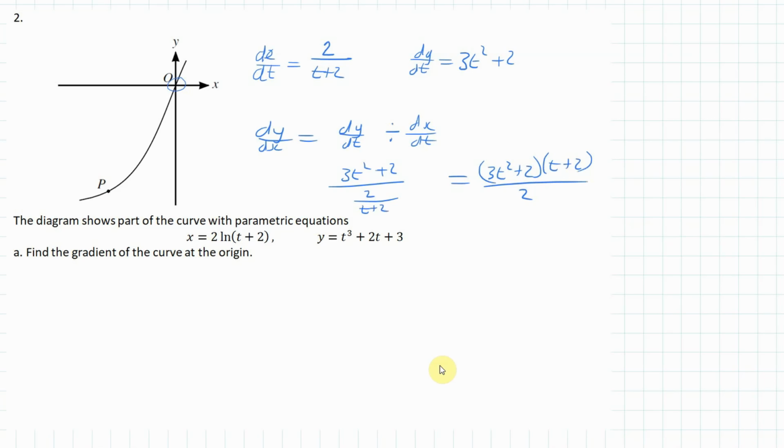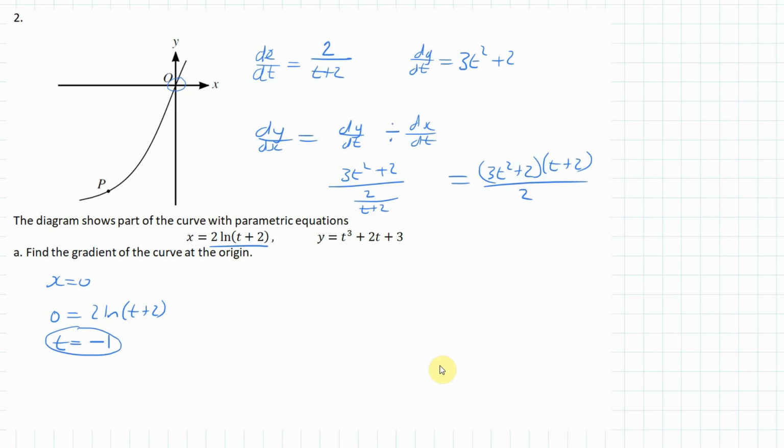Well, that means x is equal to 0. So if x is equal to 0, what is t? We can just rewrite this: 0 equals 2 ln(t plus 2). Well, we know that ln 1 is equal to 0. So for that to be the case, t must equal minus 1, because negative 1 for t would give you ln of positive 1 overall, which is 0. Natural log of 1 is 0. Okay, so that is the value of t at the origin.